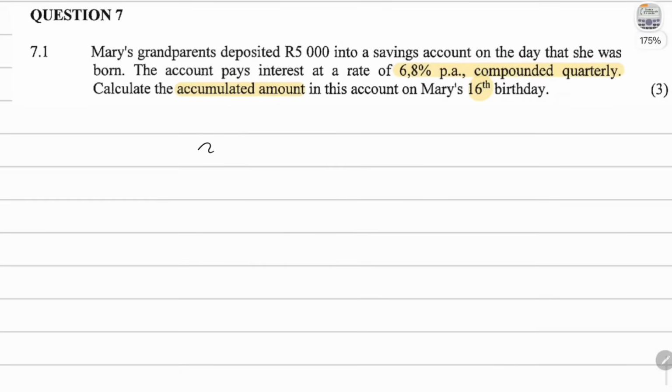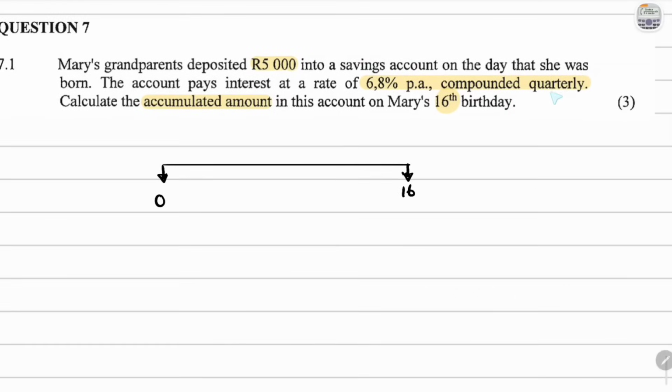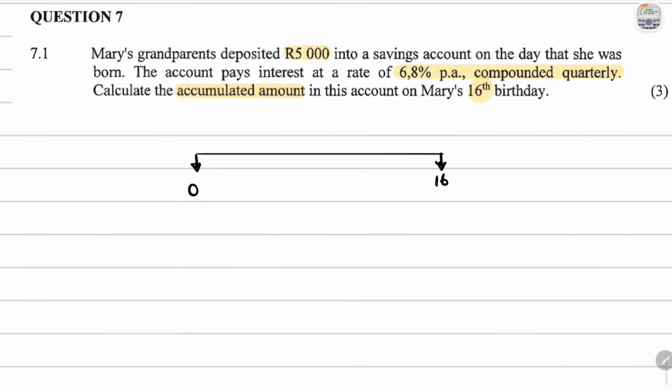Okay, so looking at a timeline of what's going on, one amount is being deposited, which is 5,000 Rand. When Mary is born, they deposit money into the account, and then this money stays until she is 16 years old. So you can see that this is for 16 years. But they tell us that it's compounded quarterly, so the money is going to gain interest every quarter. So yes, the years may be 16, but you need to convert it into quarters, which is times 4, which is 64 quarters.